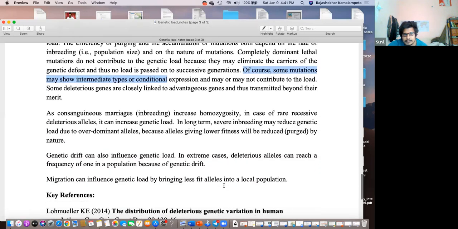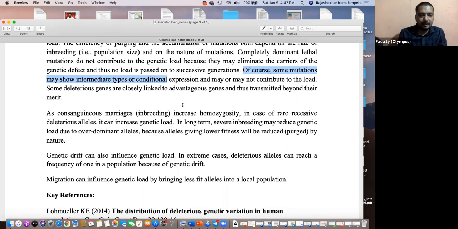Okay. So consanguineous marriages are inbreeding, which increases homozygosity. In the case of rare recessive deleterious alleles, it can increase genetic load. So inbreeding or consanguineous marriages also increase the genetic load. Okay, this kind of correlates with what we already talked about. So you can also mention consanguineous marriages and inbreeding, which increases genetic load because it brings the two recessive alleles together.